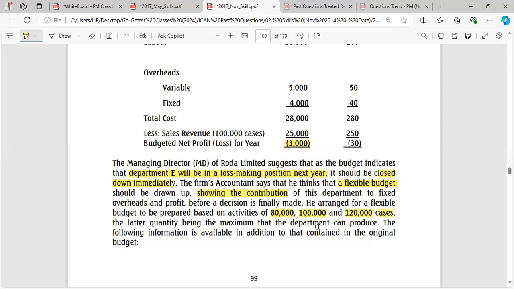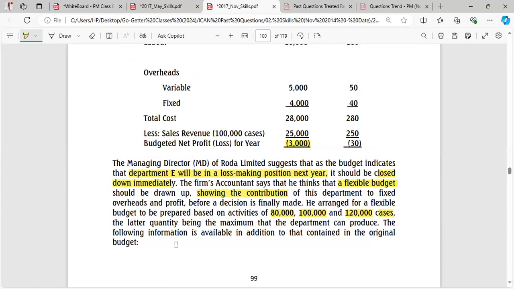But the accountant is saying it's possible that if we produce 80, some of the costs may come down. We may cut down some costs. But it's not sure about the fixed cost. It's possible we may make a loss. Let's do 20 cases below and 20 cases above. It's possible that if we sell 120, the maximum, we may make more profit to cover fixed costs, and it's possible we may make a profit. So let's put that to test.